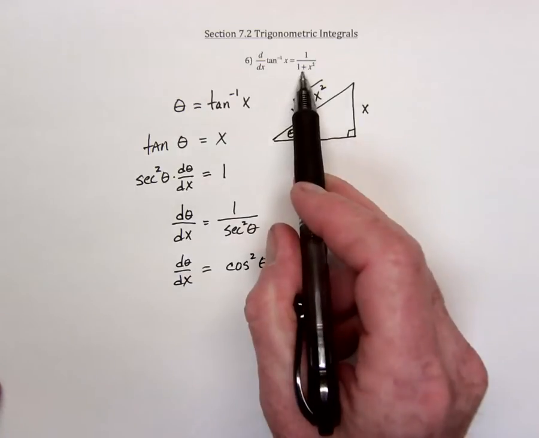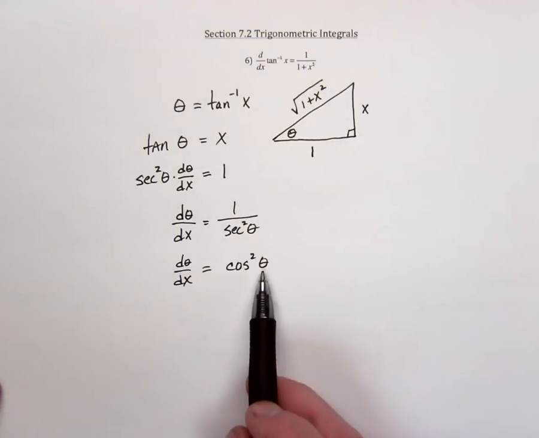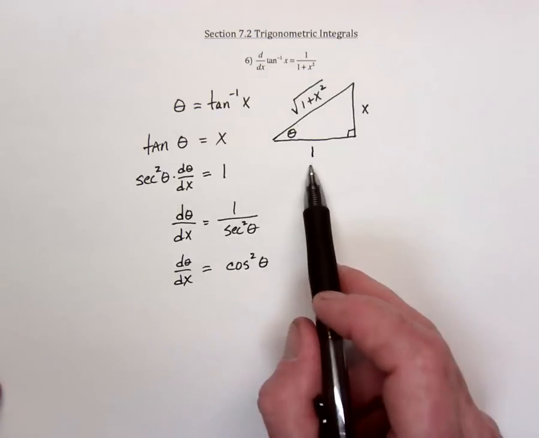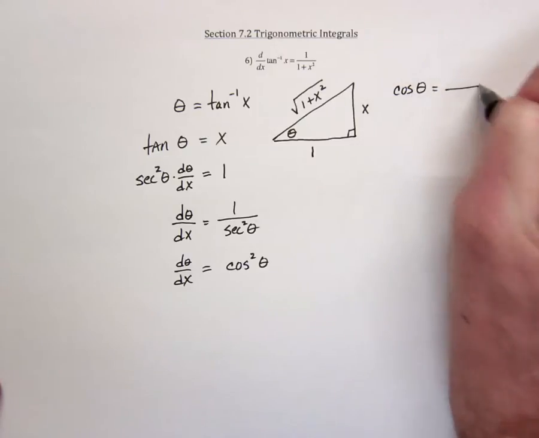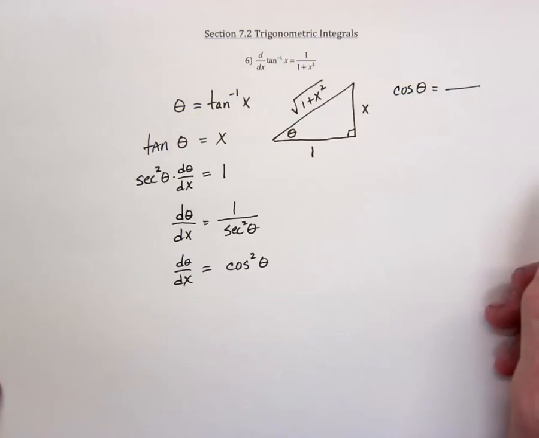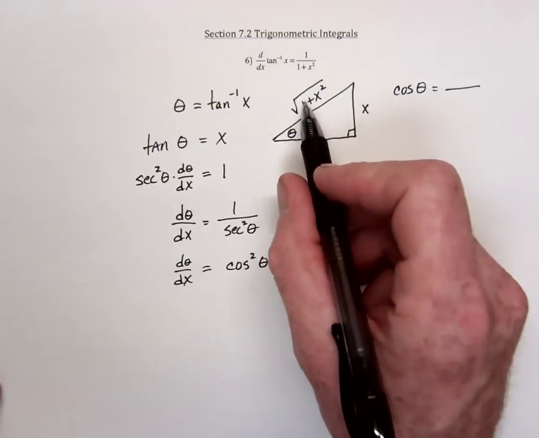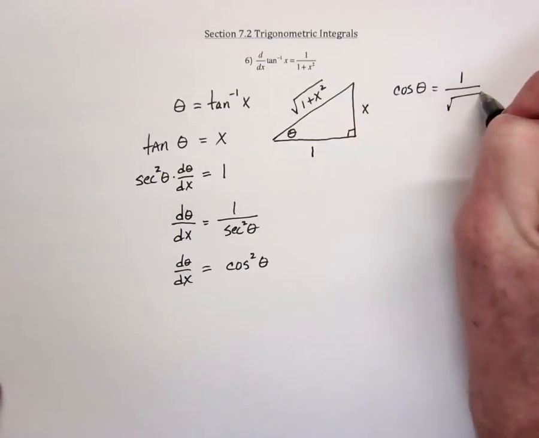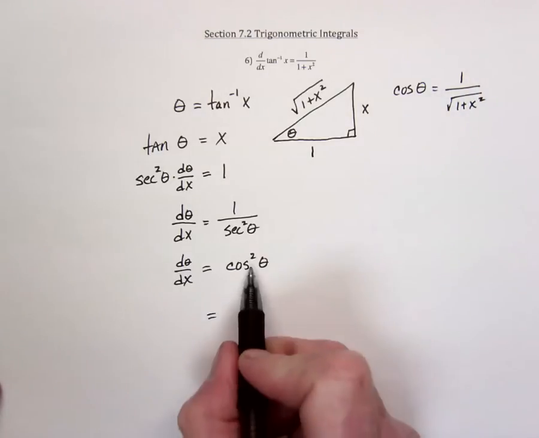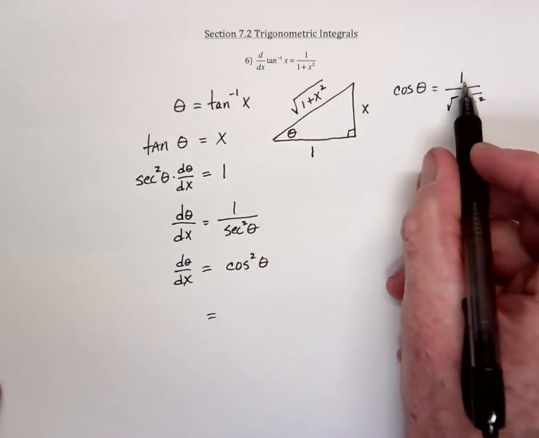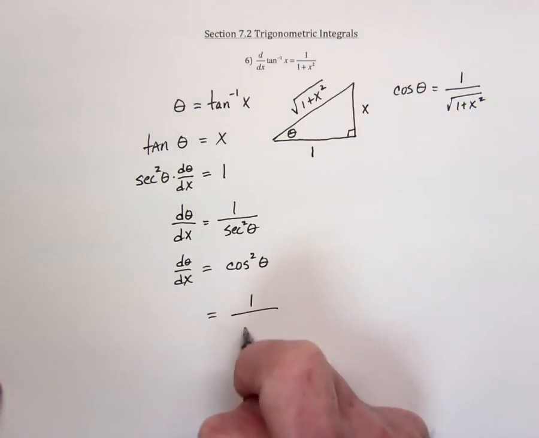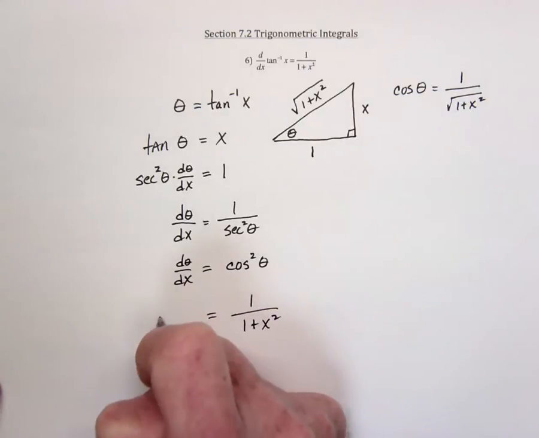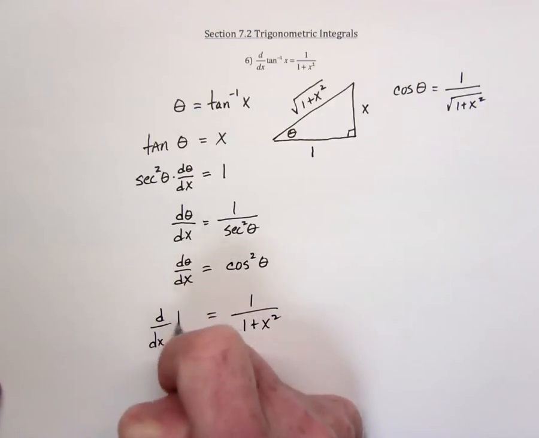But the question was in terms of x, so our answer needs to be in terms of x. Go back over to this triangle and find out how much is cosine of theta. Well, cosine is equal to adjacent over hypotenuse. That means that if you square both sides of this, it's going to be 1 squared on the top and the radical will be gone. So it's 1 over 1 plus x squared is the derivative of tangent inverse.